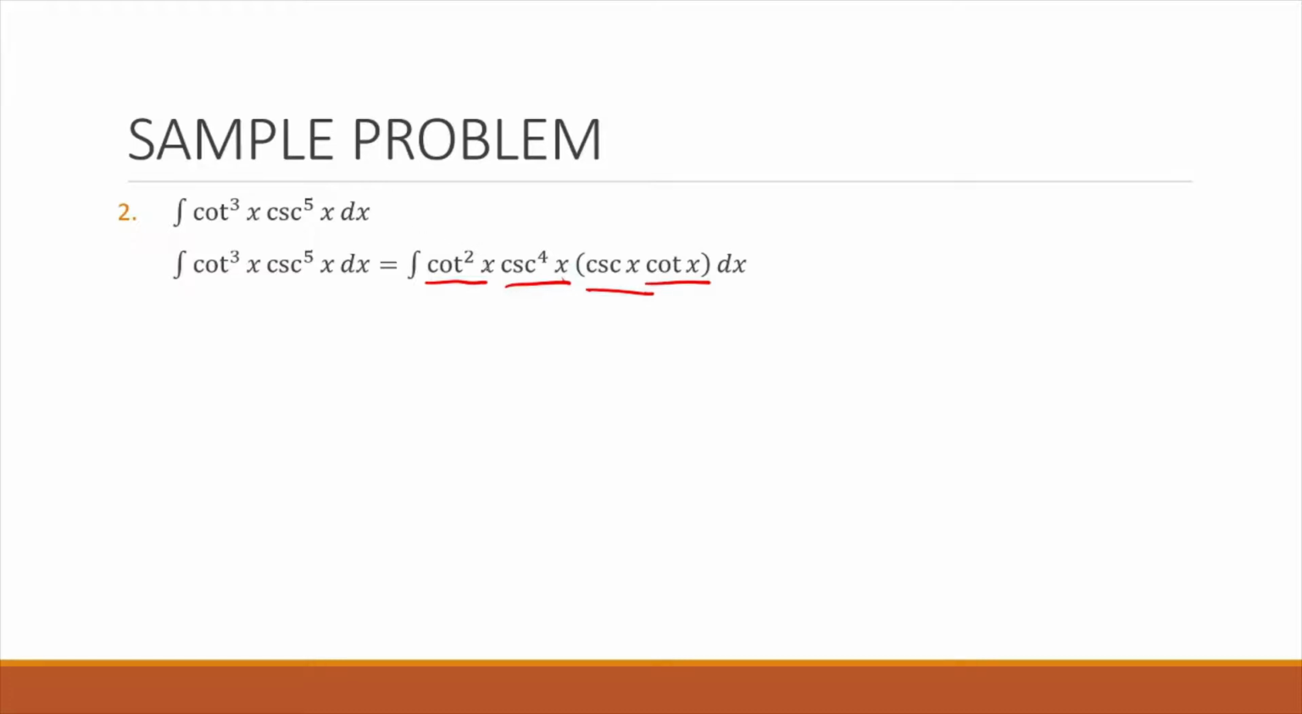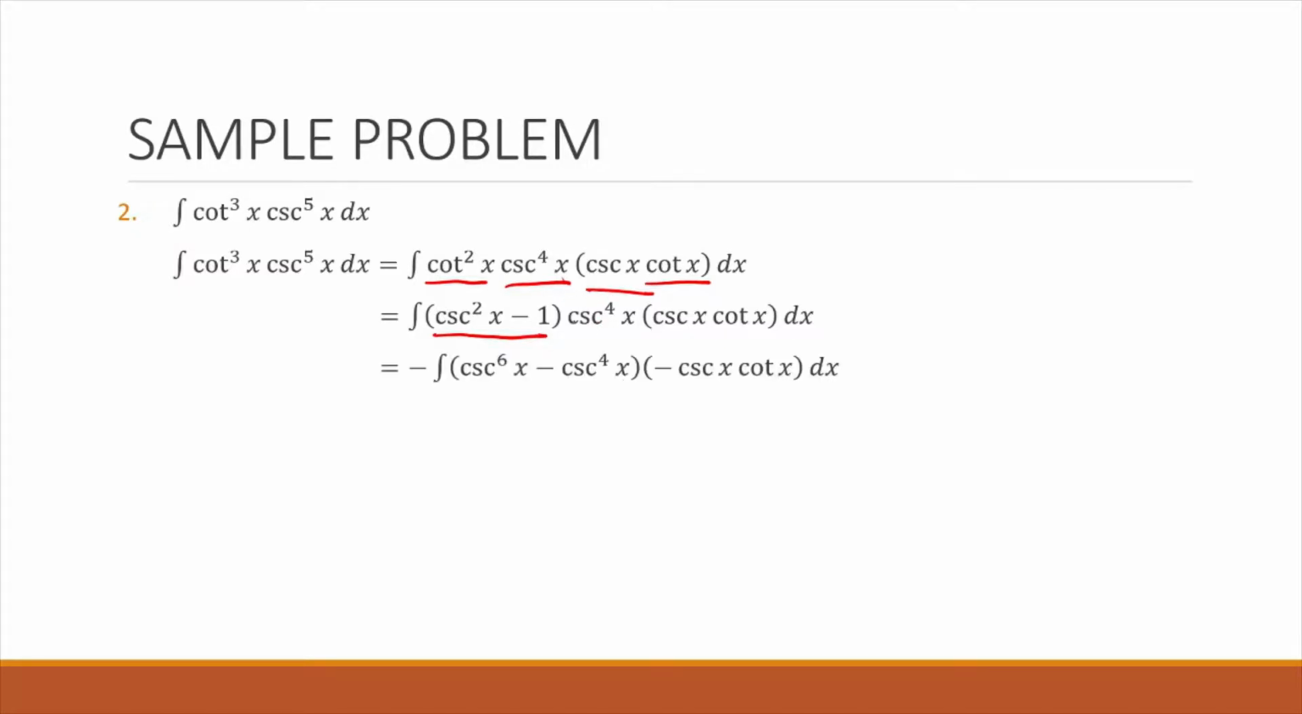This cotangent squared that remains, we convert this to cosecant using the Pythagorean identity. Alright? So, it becomes cosecant squared x minus 1. And then, after this one, distribute the cosecant raised to 4. Alright? So that the resulting integrand is in this form. Okay? Sum of powers of cosecant.